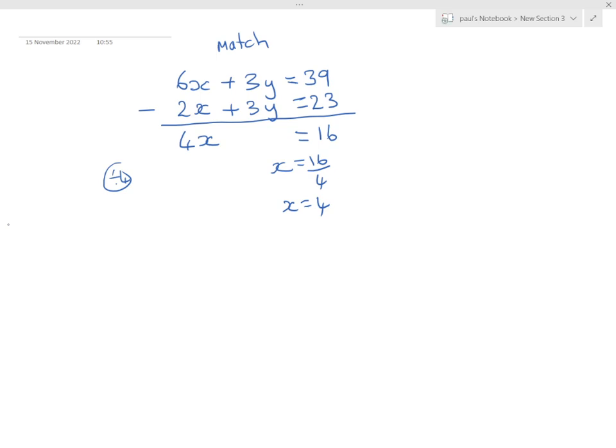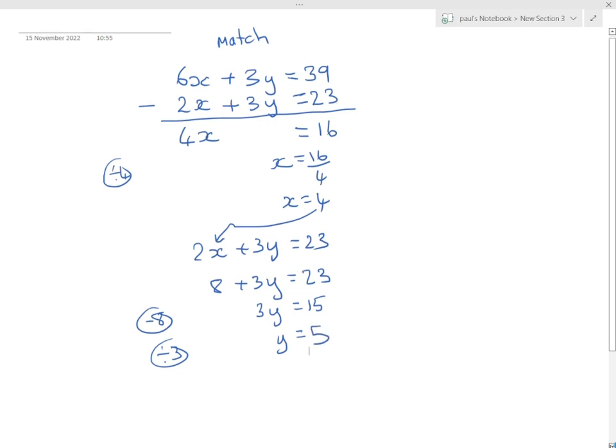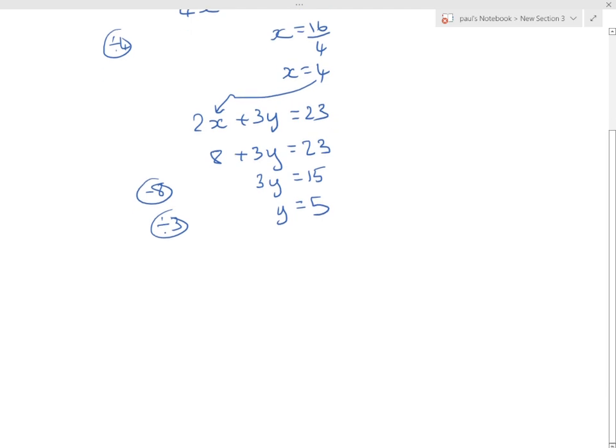Now you substitute the value of x into one of the above, and it doesn't matter which one. So I'm going to do it in this one. 2x plus 3y equals 23. So the 4 goes in here. So this is 2 times 4, which is 8, plus 3y equals 23. Alright, let's subtract the 8 from both sides. So we get 3y equals 15, and then divide by 3 to get rid of this, and we've got y equals 15 divided by 3, which equals 5. Yeah, that's all we do. Let's do another few of these.